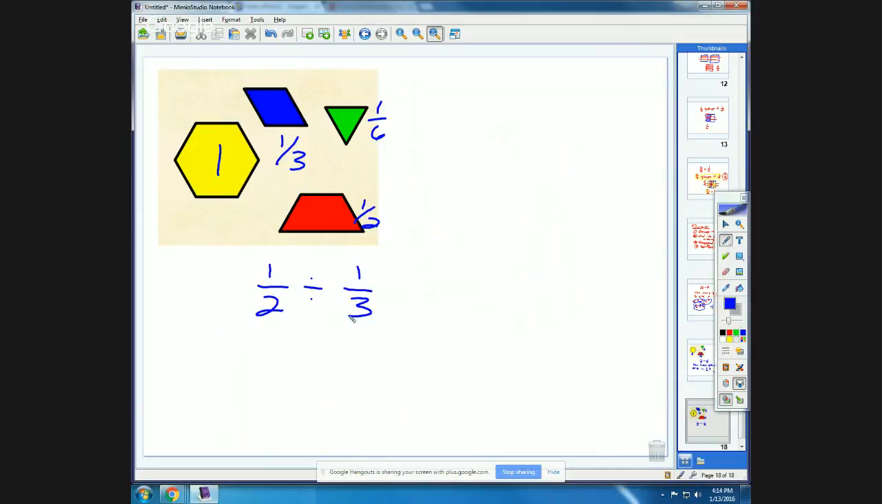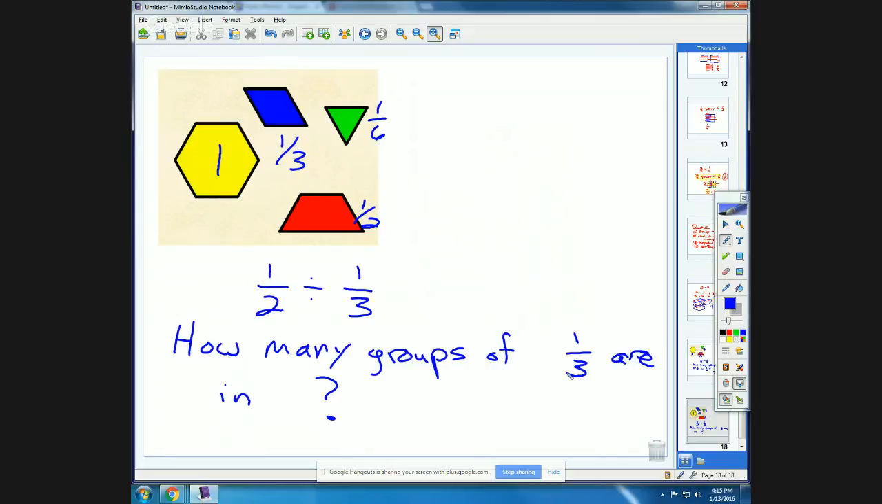So write down what you think the question is being asked here, based on the groups in model. Write down the question. How many groups of 1/3 are in 1/2? Okay, so let's see.